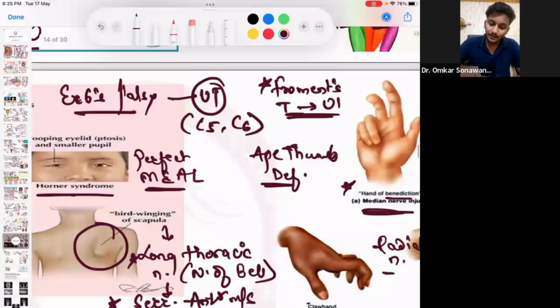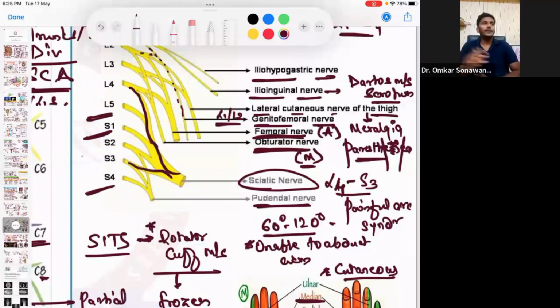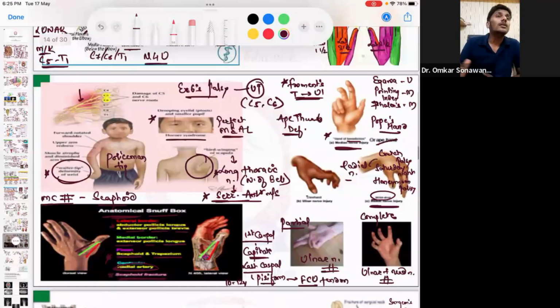Sorry, मैं L1 लिखा दूं. So it is L4 to S3. ठीक है? So it is L4 to S3. यहाँ से देख सकते हो. L4 to S3. कोई दिक्कत नहीं है. Sciatic nerve largest nerve root होता है इसका. ठीक है? Root value सबसे ज्यादा होती है इसकी.